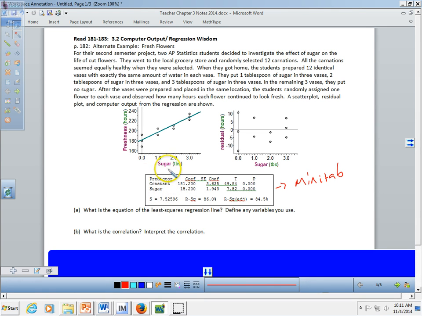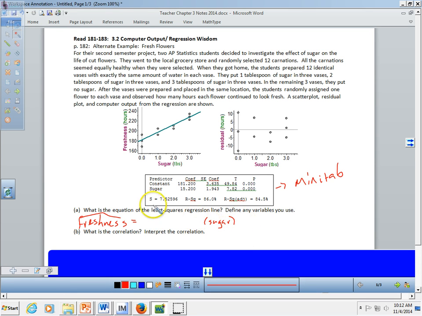We're trying to use the amount of sugar in the water to influence how long a carnation stays fresh. So the equation, least squares regression line, should look something like this, right? So we know it's going to be freshness hat, and I'm going to go ahead and put the variables in here, so I don't have to worry about defining them later. Freshness hat equals. Well, I've got to have a y-intercept and I've got to have a slope. I'll leave some space for that and then come out here and just put sugar for my explanatory.